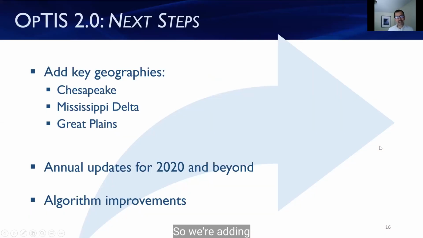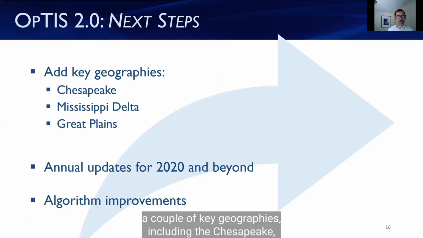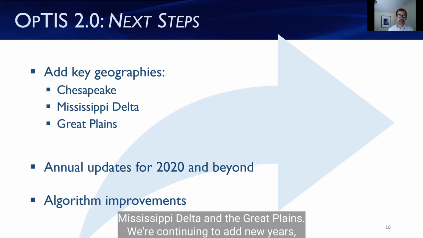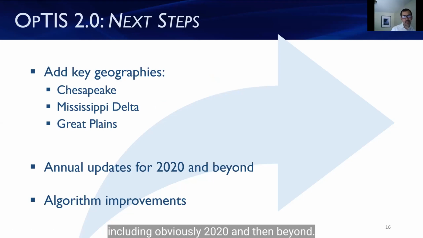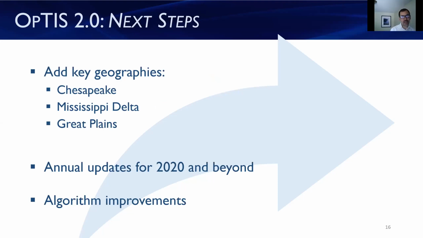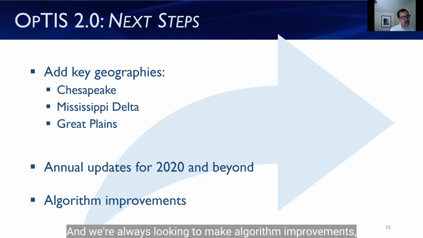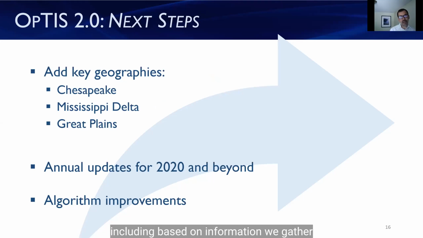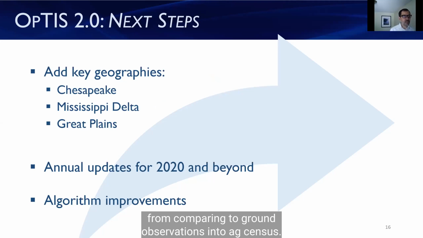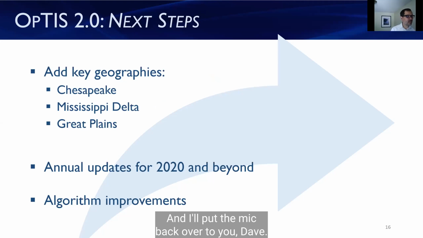So we're adding a couple of key geographies, including the Chesapeake and Mississippi Delta and the Great Plains. We're continuing to add new years, including obviously 2020 and then beyond. And we're always looking to make algorithm improvements, including based on information we gather from comparing to ground observations and to ag census. So that's what's in store for us next. And I really appreciate your time and attention, and I'll put the mic back over to you, Dave.